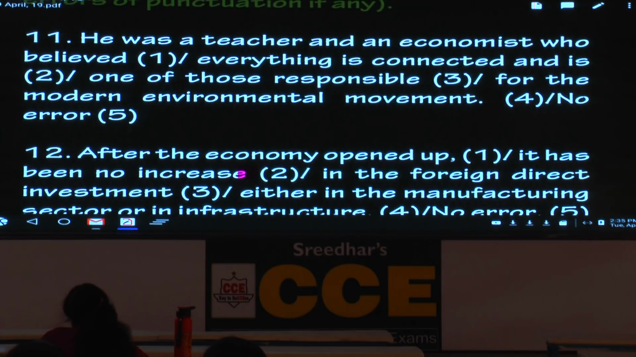Now, question number 11, first I'll read out, then I'll ask the question, you respond. He was a teacher and an economist who believed everything is connected and is one of those responsible for the modern environmental movement. Now, where is the error? How many of you say the first part? Raise your hands. That's pretty good. What is the error? Now this, I will ask one more question.